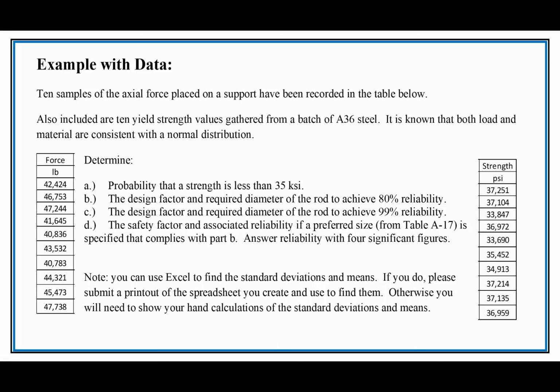We want to find the probability that a strength is less than 35 KSI, the design factor and required diameter to achieve 80% reliability, the design factor and required diameter for a rod for 99% reliability, the safety factor and associated reliability if a preferred size from table A17 is specified that complies with part B, right? Answer reliability in 4 significant figures. And I wrote that you should use Excel for stuff because why would you otherwise?